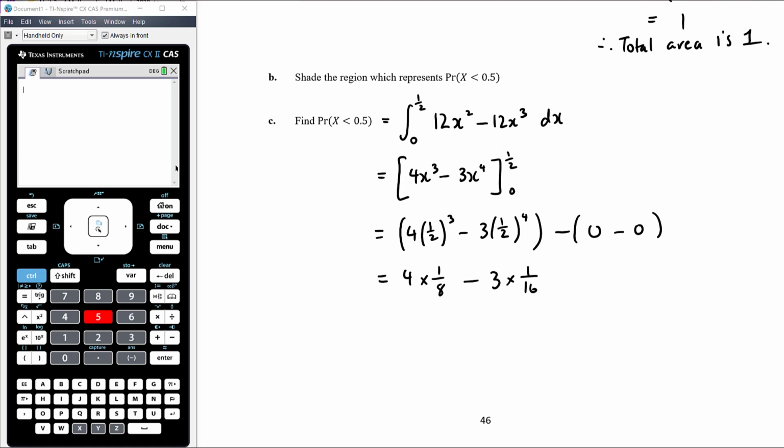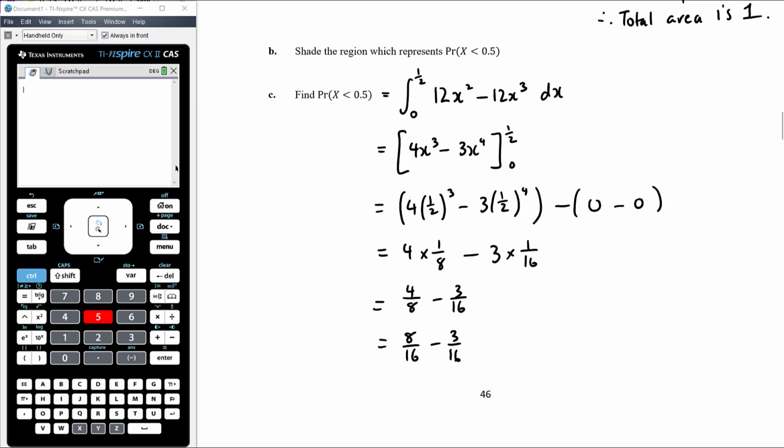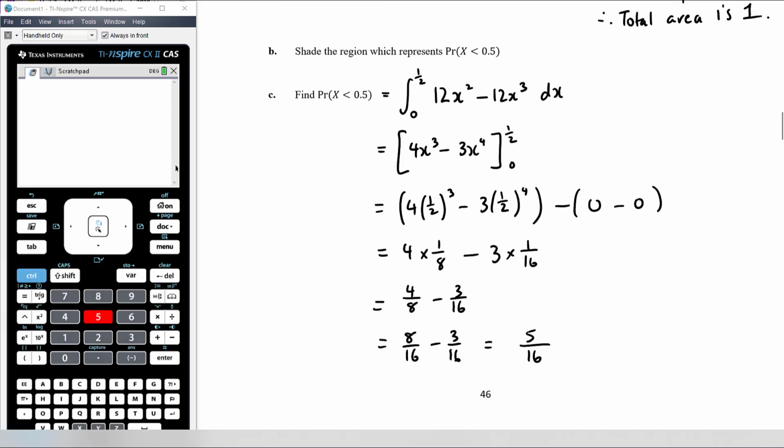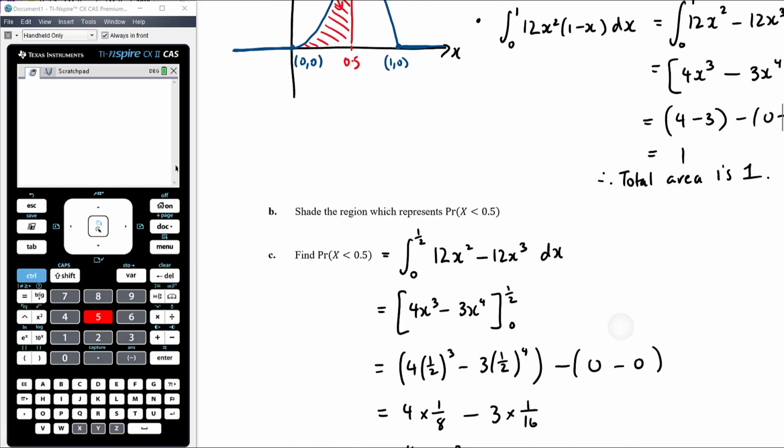Okay, so 4 times an eighth is obviously half, but I want to combine that together with the other fraction anyway, so I'm going to leave it as 4/8 because I'm going to need a common denominator, which will be 16ths. So that's 8/16 minus 3/16, and so it is 5/16, the probability that x is less than 0.5. That area is 5/16 of the total area under the curve.